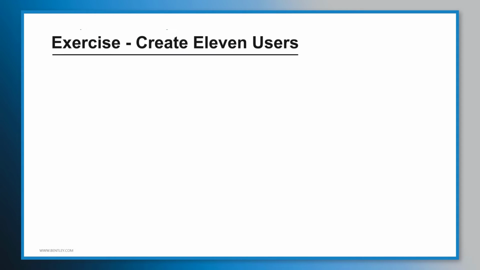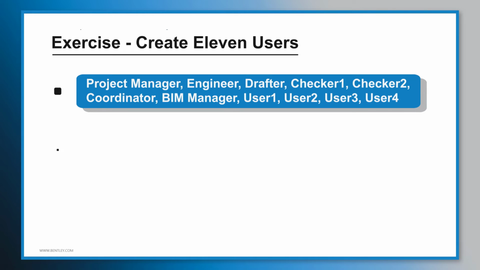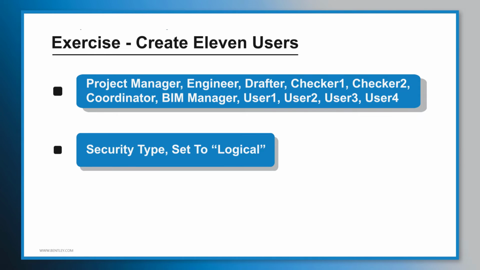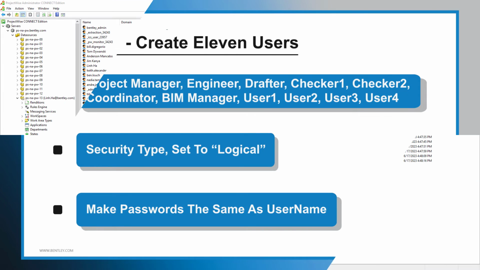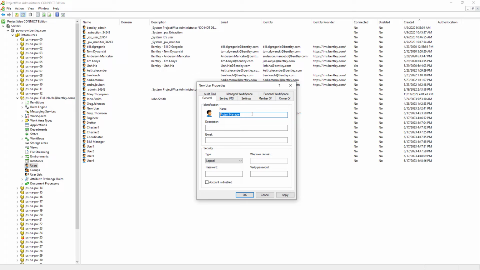In this lesson, we will need to create 11 users. The usernames are listed on this slide here. Security type will need to be set to logical. Password, make it exactly the same as the username. Just a little hint, when we create a new user and enter the username, if we leave the password blank, ProjectWise will make the password to be exactly the same as the username. In ProjectWise, the username is not case sensitive, but the password is.